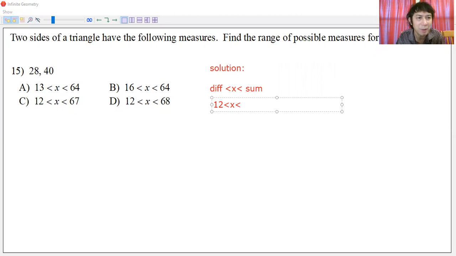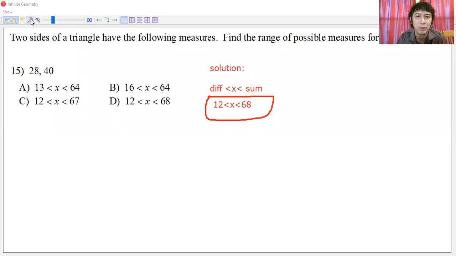And how about the sum? That's 68. Okay, 28 plus 40, that's 68. There. So this is the answer. This must be our answer, the possible range for the third side. 12 to 68 is D. So we shall choose D.